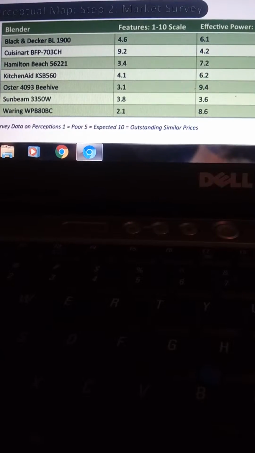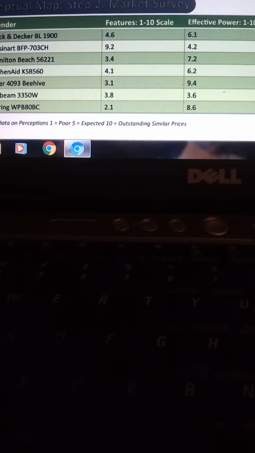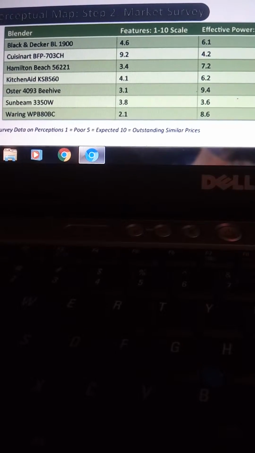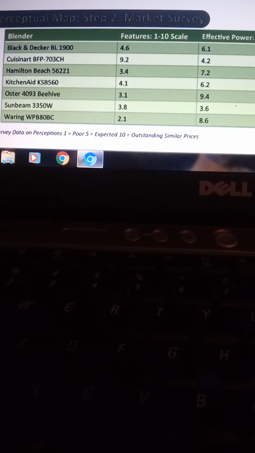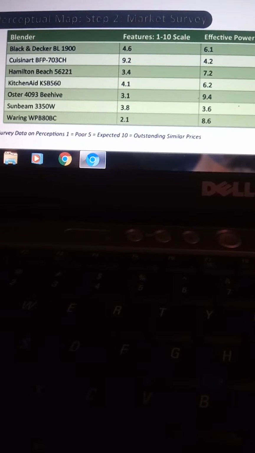Again, the data presented in this chart represents the perceptions held by consumers who completed the survey. For example, consumers felt that the Cuisinart BFP-703CH model had many features and moderate power, whereas the Waring WPB80BC had few features and high effective power.